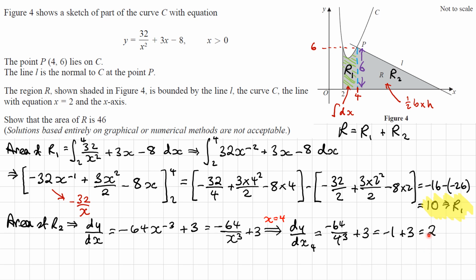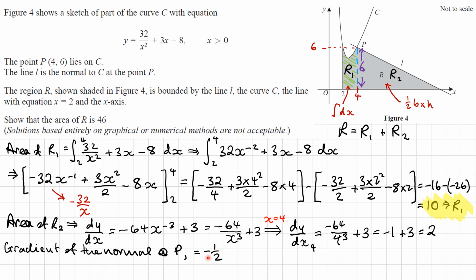Now that's the gradient at P. I want to know what the perpendicular gradient is at that point. So I'm now going to be working out the gradient of the normal at P, and that will be the negative reciprocal of 2, so that's going to be equal to -1/2. So this is the gradient of the line L.